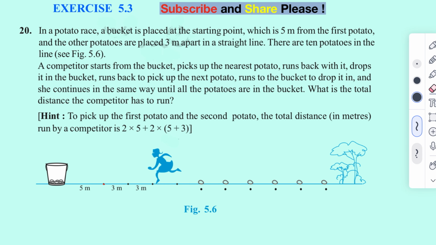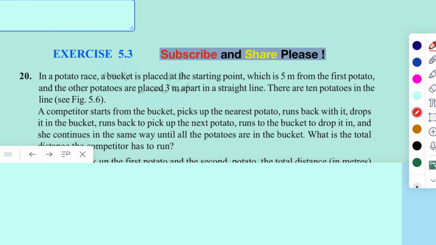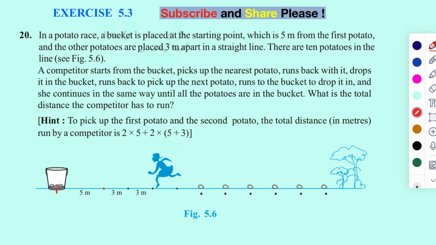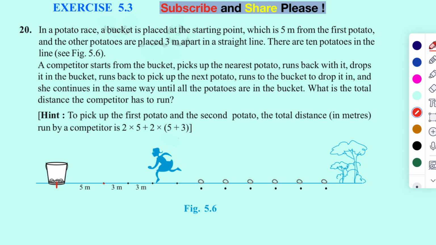In a potato race, a bucket is placed at the starting point. That means here this is the starting point, that is 0, and from here the first potato is placed at a distance of 5 meter, and the second potato is here, placed at a distance of 5 plus 3, 8 meter from the starting point.